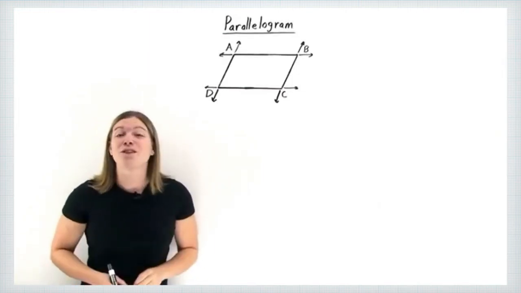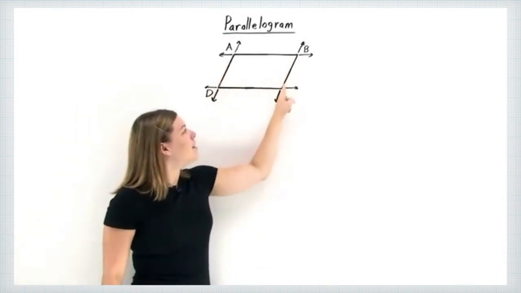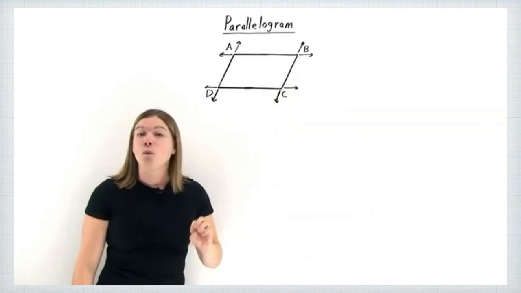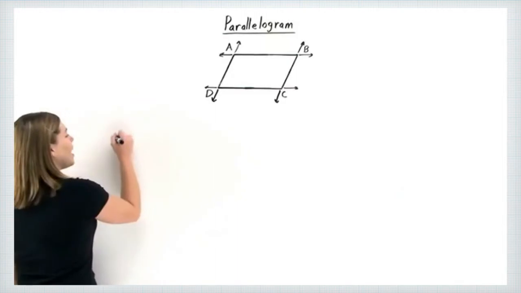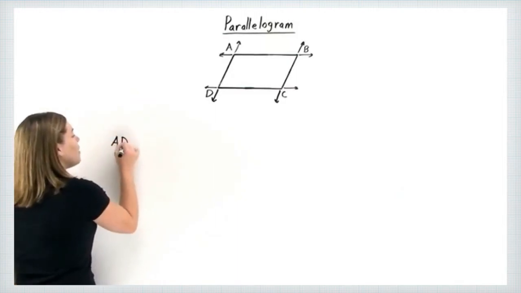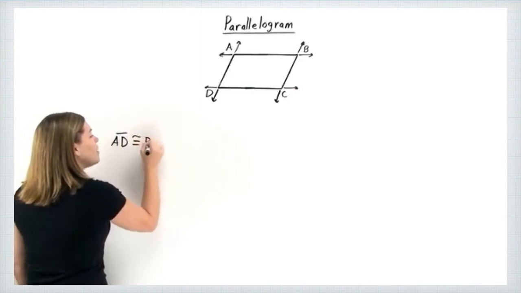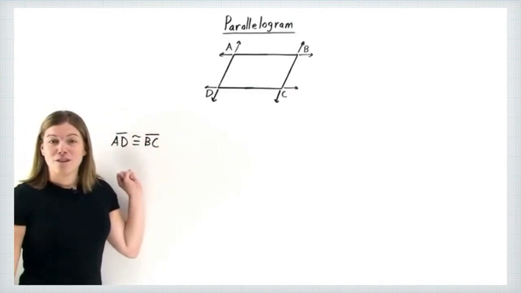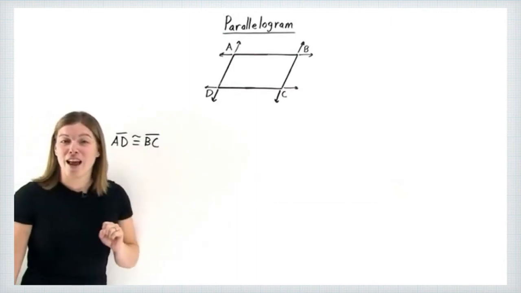Now take a closer look at the opposite sides. Again, we said that this side and this side were parallel to one another. But if we look closely, we can see that they're also the same length. Since these sides are the same length, we say that they're congruent. So side AD is congruent to side BC. This symbol means congruent to. Here, we're indicating that these two sides are the same length.